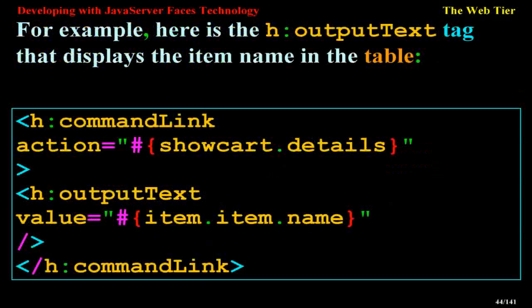For example, here is the outputText tag that displays the item name in the table. commandLink action="showcart" Details. outputText value="#{item.item.name}". commandLink.